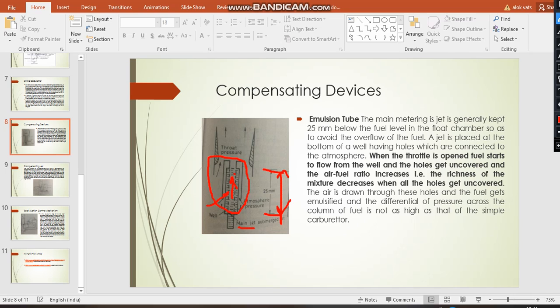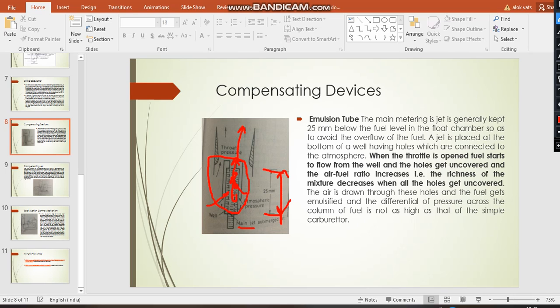These are the holes which are present in the well, or we can say it is a perforated well. These holes become exposed to the air, and as the speed goes on increasing, the fuel present in the well evaporates and the holes get uncovered. Due to their uncovering, the air content inside the air fuel mixture increases. That is, the richness of the mixture is decreased.